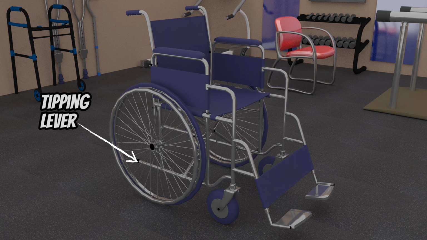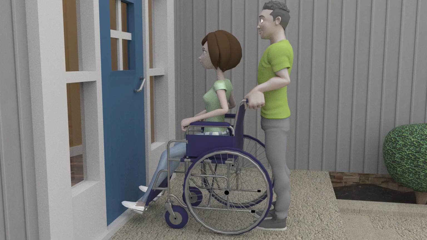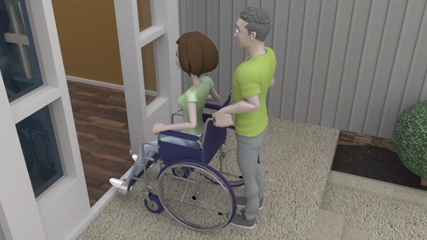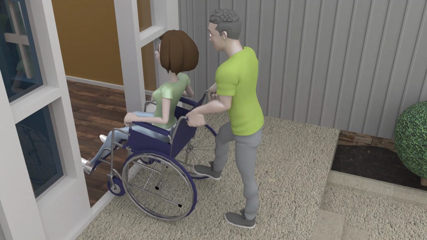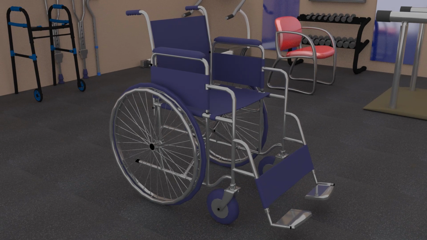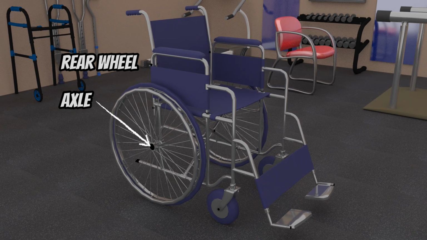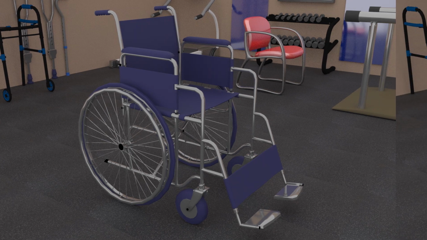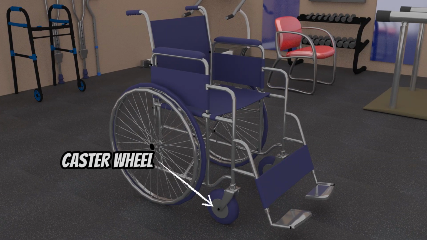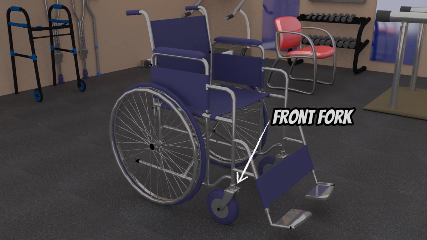The back part of the chair has the tipping lever that allows the chair to be tipped back to go over surface lips and surface changes. The rear wheel is comprised of the axle and the push rim, which allows active propulsion. The caster wheels are connected to the front hanger by the front fork.